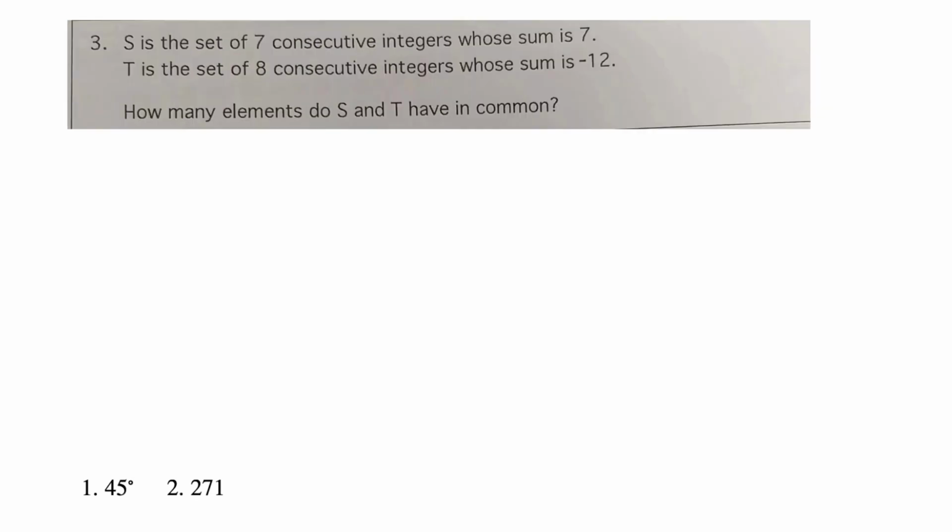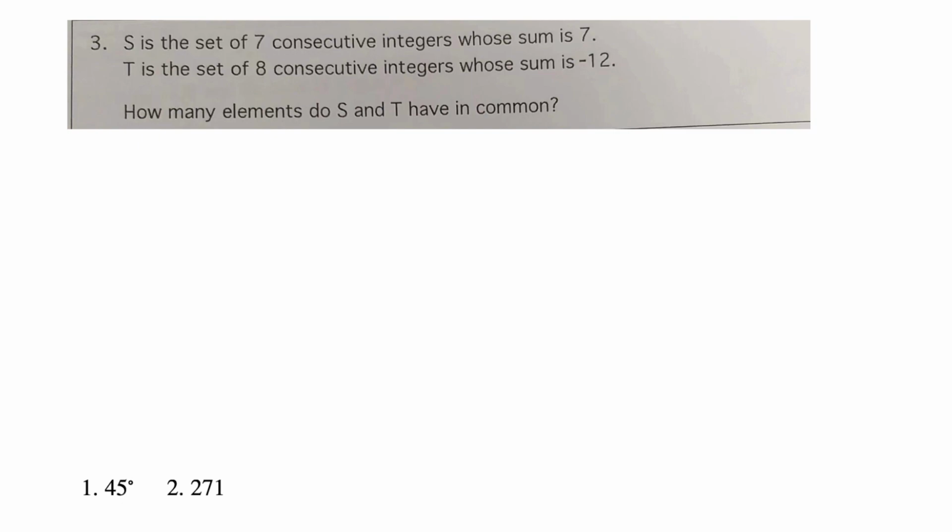Third question. S is the set of 7 consecutive integers whose sum is 7. T is the set of 8 consecutive integers whose sum is -12. How many elements do S and T have in common?